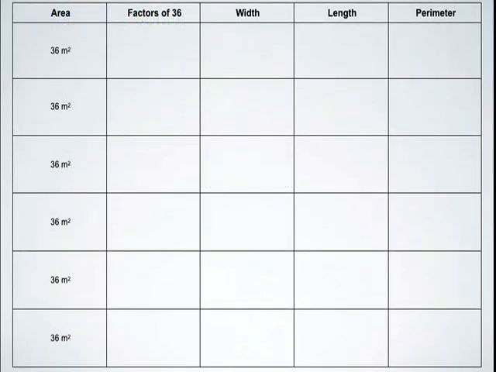So you'll need to set up and complete a table that looks something like this, where we have the area of 36 meters squared fixed all the way down. We're going to take a look at some factors of 36, which will give us the width and the length of their greenhouse, and we'll try and figure out how much the perimeter is going to be in each of those cases.